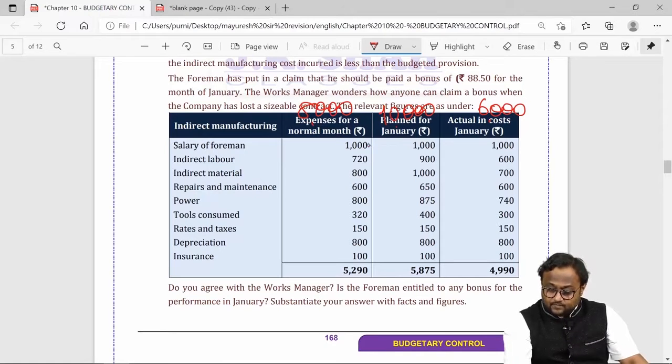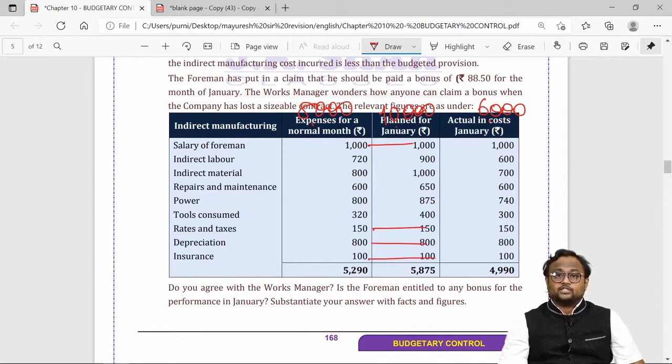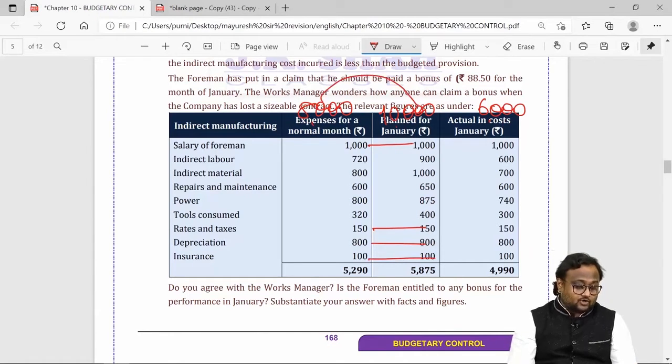Now, if you analyze salary to foreman, rates and taxes, depreciation, insurance, there is no change in the cost even if the quantity has gone up from 8,000 to 10,000. Still there is no change in the cost structure. That means these are fixed cost structures.